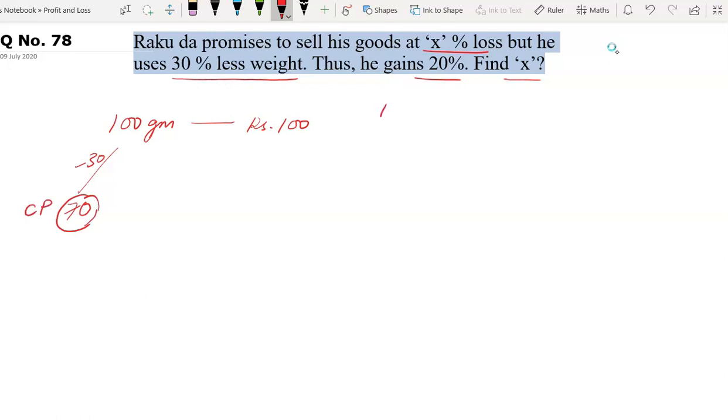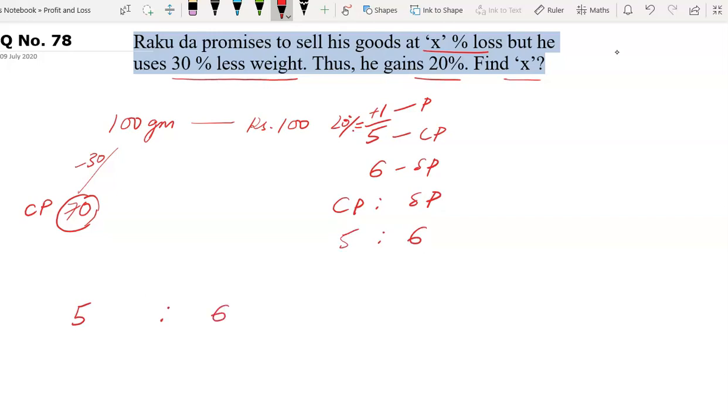Now he gains 20%. 20% in fraction is how much? 1 by 5. So this is his profit and this is his CP. SP will be 5 plus 1, which is 6. So CP is to SP ratio is 5:6. Now this 5 unit represents rupees 70. So 5 into 14. Now this 6 represents SP. So 6 into 14 will be 84. Now this is our SP.